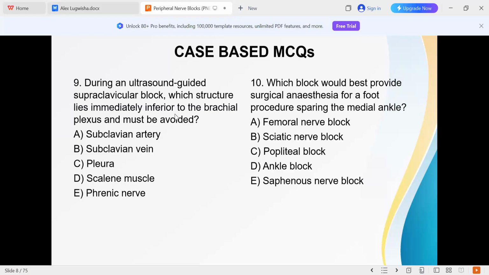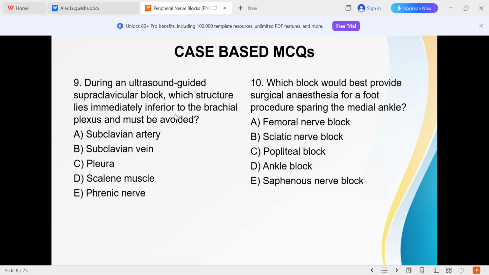Pleural. Beautiful, pleural. That's why you have pneumothorax as the most common complication of supraclavicular block. And you know that supraclavicular block has been termed the spinal block of the arm because of its dense motor block.